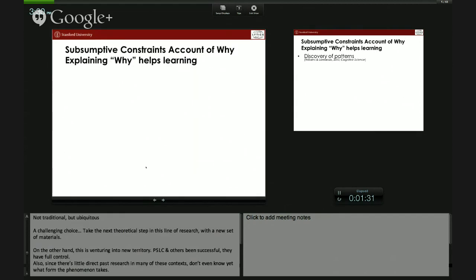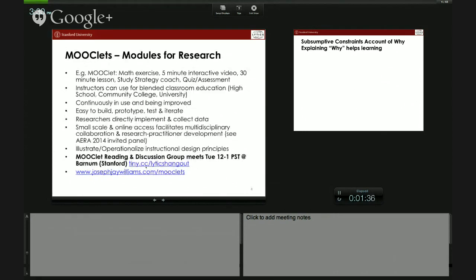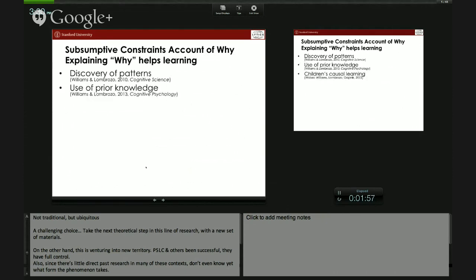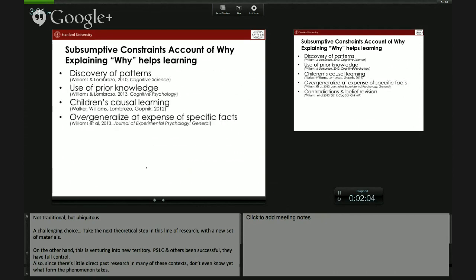Okay, so just to jump back into research, that was a bit of a divergence, but the reason I mentioned this is to say that now I see a lot of research I'm doing as being focused around these modules or these MOOClets, and basically how can you use this as a paradigm for research. So one line of research that I did mainly before I came here was trying to understand why asking questions or explaining why helps people learn. And this is the polished research I'm not going to talk about at all. But basically I look at a set of experiments on how explaining why helps people discover patterns, how that draws on prior knowledge, and how that can actually be harmful in some cases.